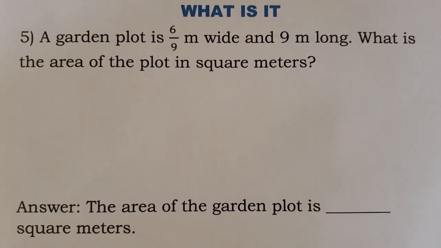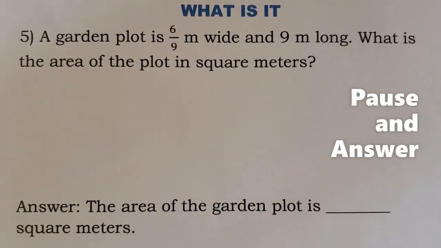And the last item that we have to do is item number 5, which is: a garden plot is 6/9 meters wide and 9 meters long. What is the area of the plot in square meters? So pause this video and try to do it by yourself. Then I will go back to you for the solution later.